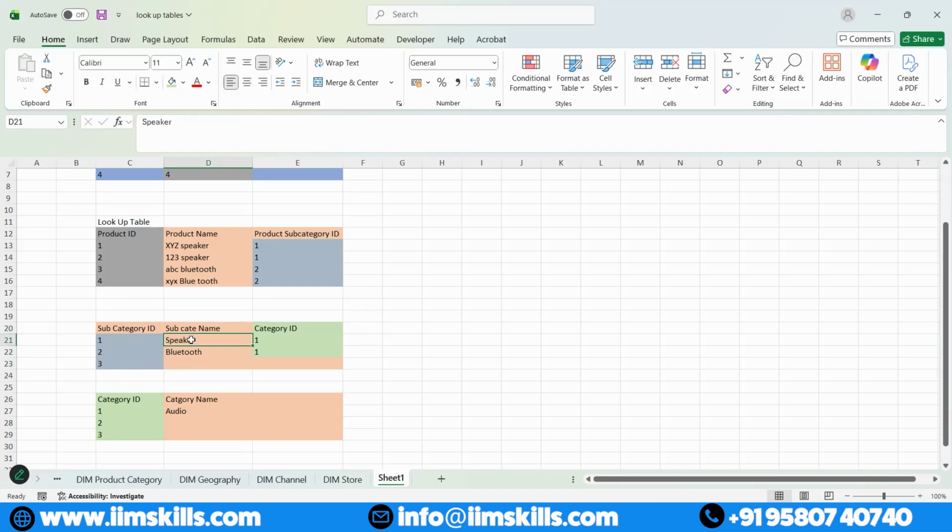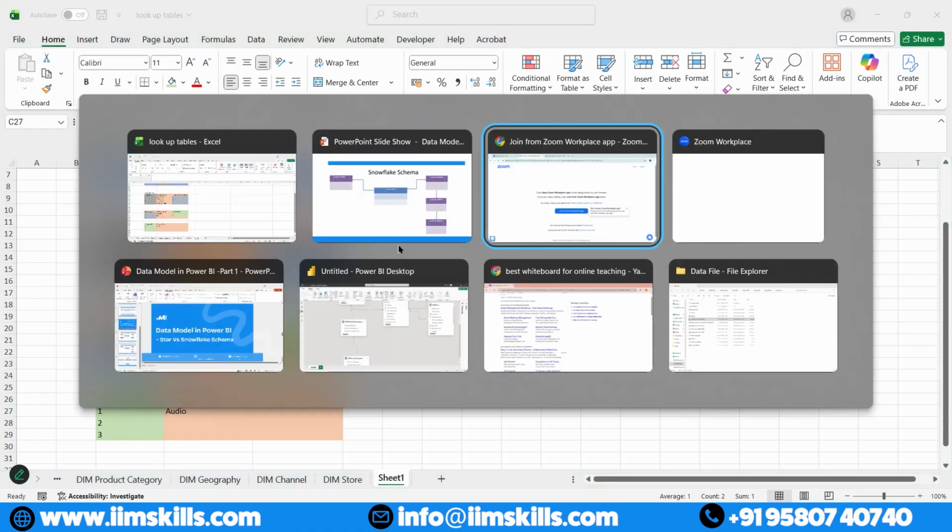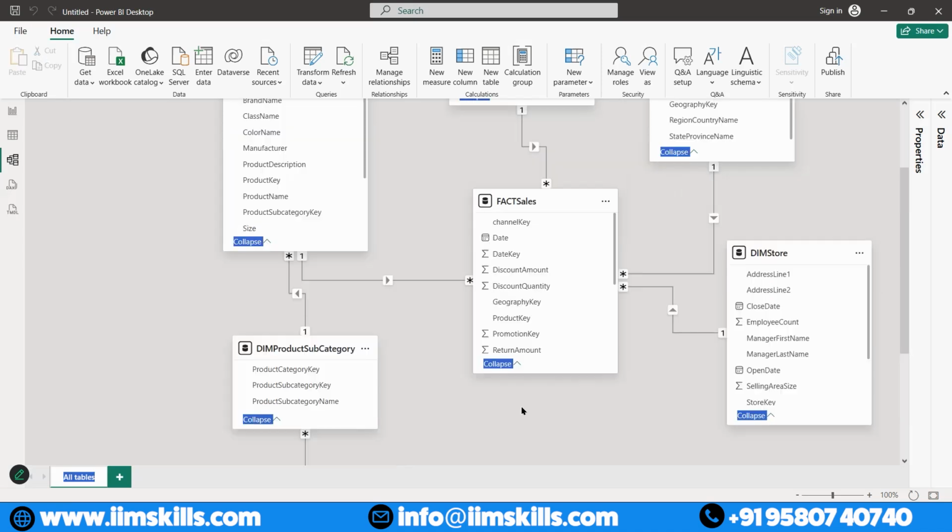So let's say this Bluetooth and speaker in turn are again divided into a category called audio. So that is why you're going to see this 1 and 1 both belong to the same category. So what is the category? You will again find it in the next table, another table. That is category ID 1, which is nothing but the audio. So that is what you're going to represent in your Power BI as well.